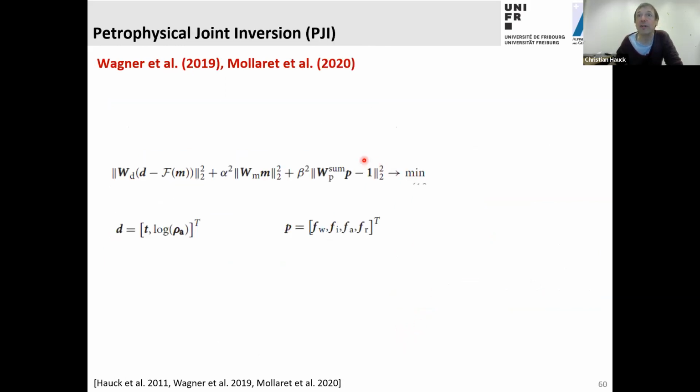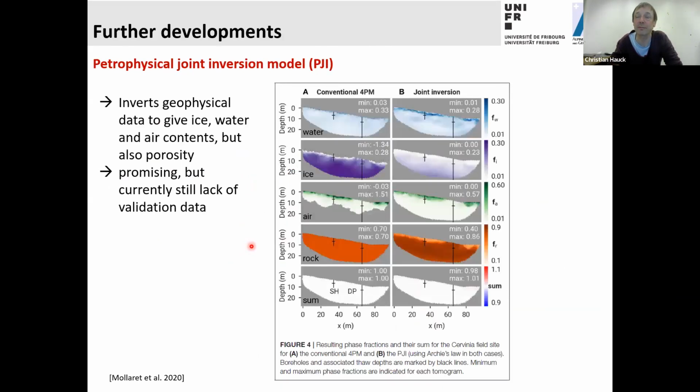So here in the inversion equation, we have the constraint that these volumetric contents have to add up to 1, obviously, again. So the model seeks to find a model where these contents add up to 1 and are all sufficiently well matching the electrical and the seismic data. And the benefit is seen easily here.